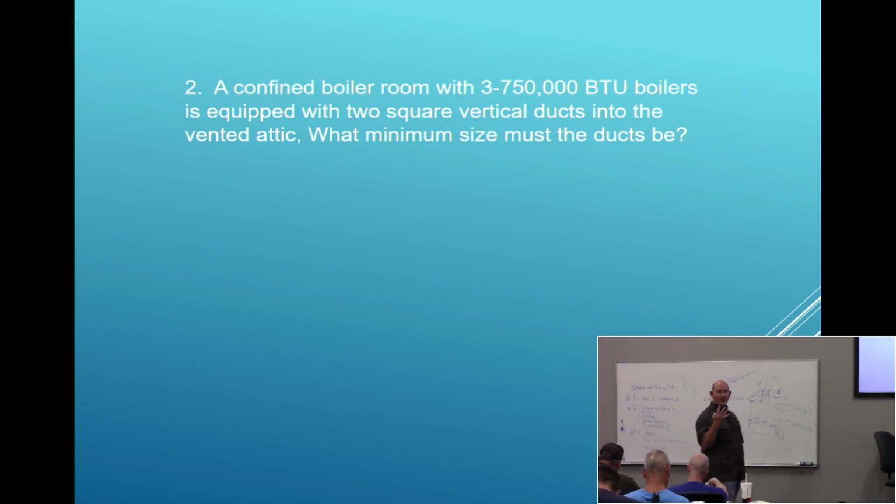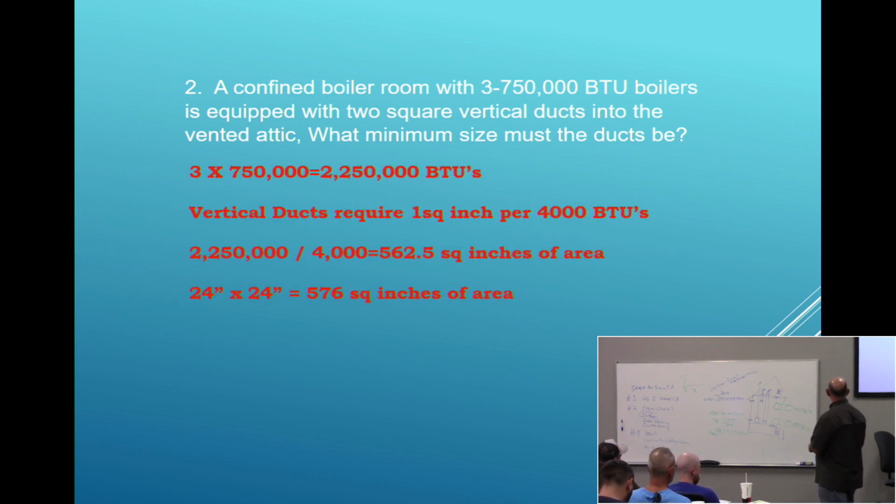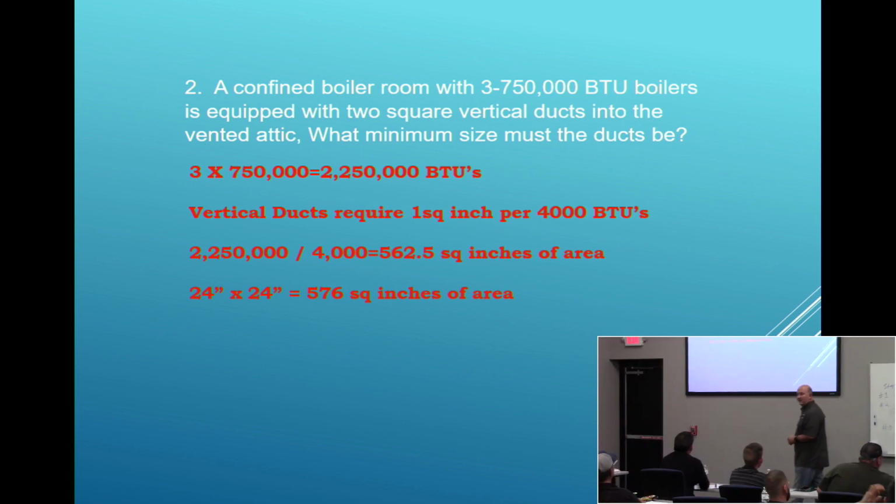4,000. Why 4,000? Because we're a vertical duct to the outdoors. 701.6 outdoors, .1, number 1, vertical ducts. So 2,250,000 divided by 4,000 is 562.5 square inches of area. That needs to be a 24 by 24.